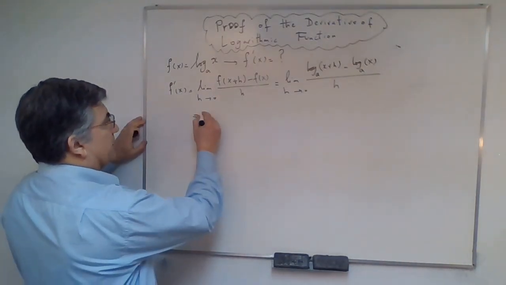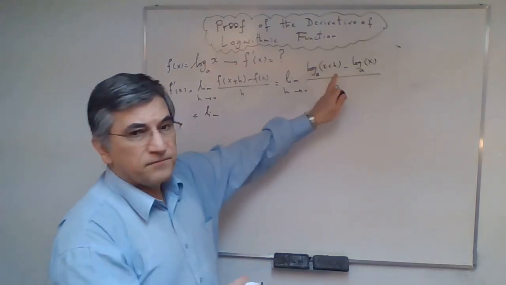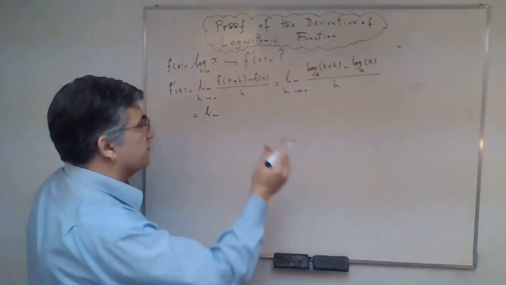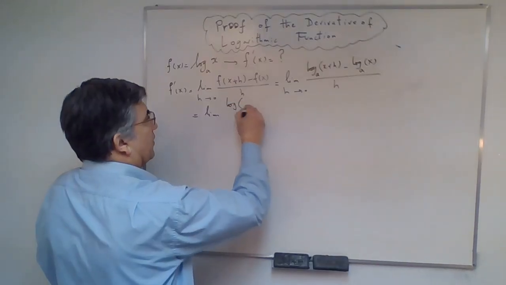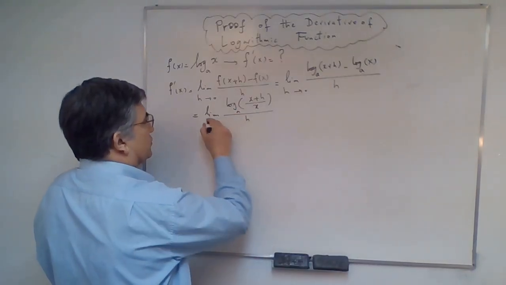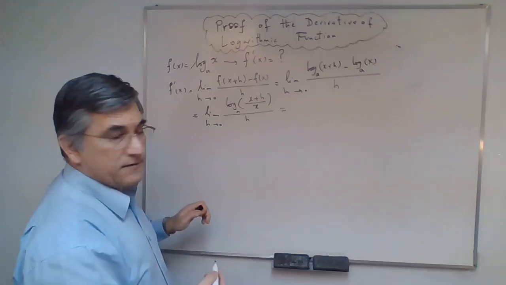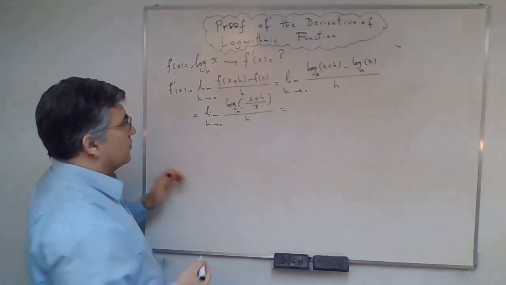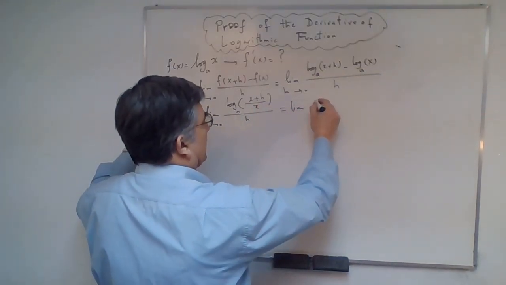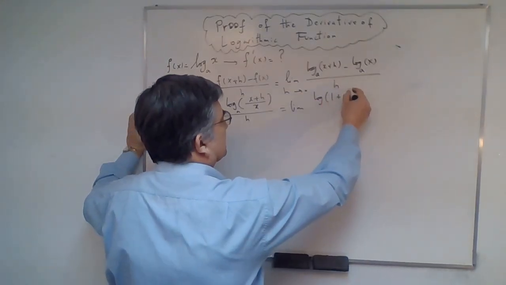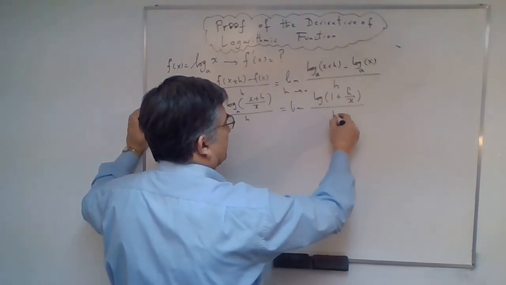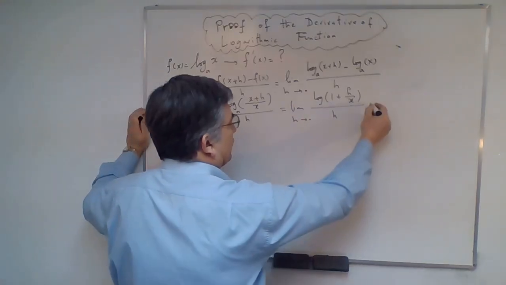So I'm going to use the laws of logarithm. So we know that difference of two logs would be log of a quotient. It was called the quotient law of logarithm. So this would be log of x plus h over x base a when h approaches 0. Okay, and then we are going to rewrite this as log of 1 plus h over x all over h when h approaches 0.